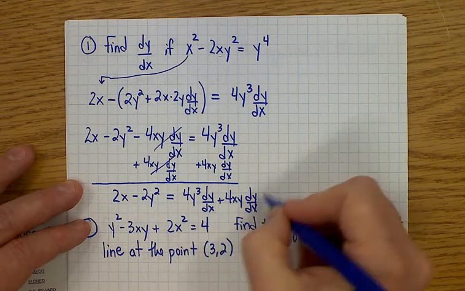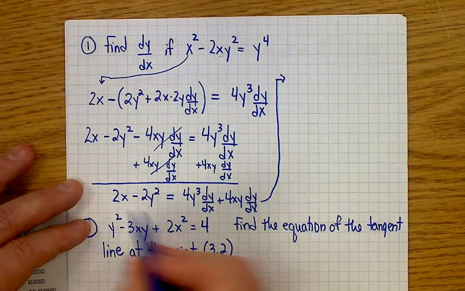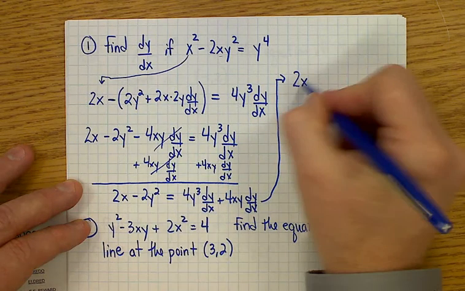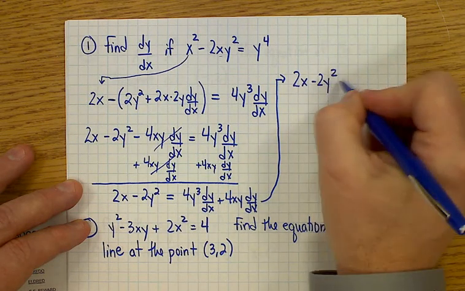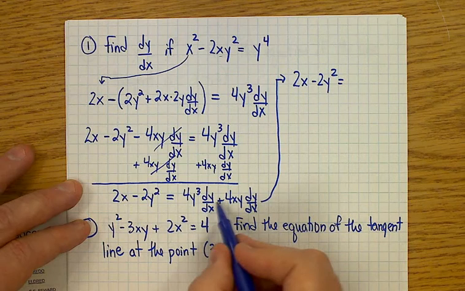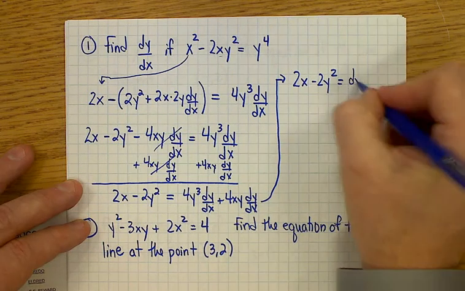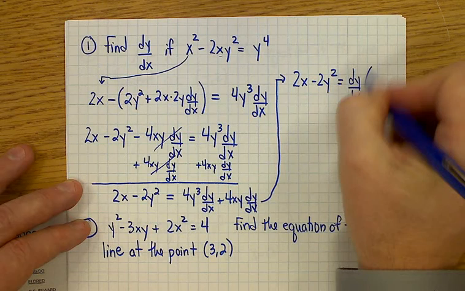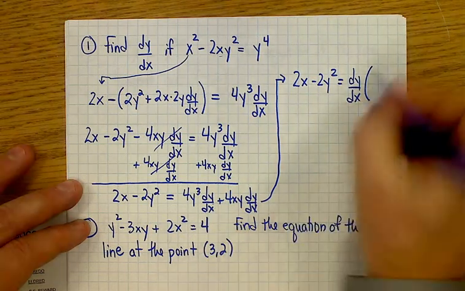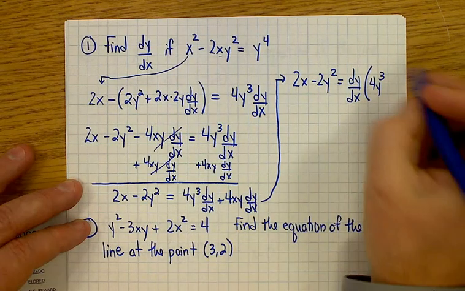I'm going to bring this up here. My left-hand side is going to stay the same, so 2x minus 2y squared. My right-hand side, the reason why we did this now is because I'm going to be able to factor out that dy/dx. That's going to multiply then what's left, 4y cubed plus 4xy.